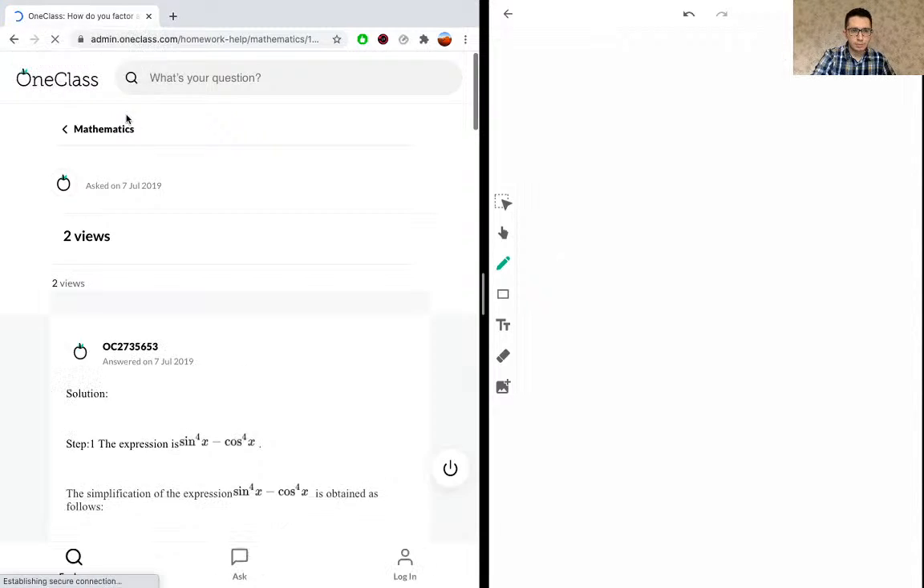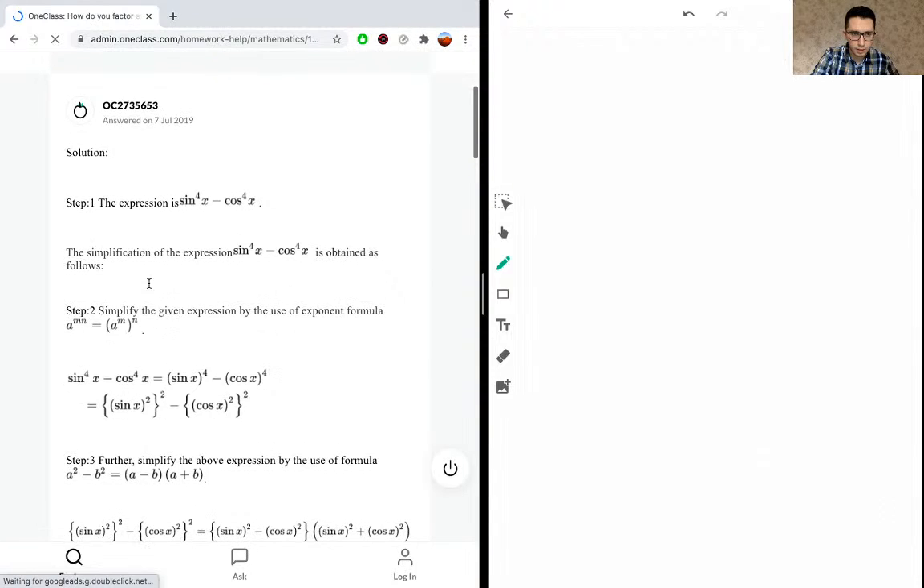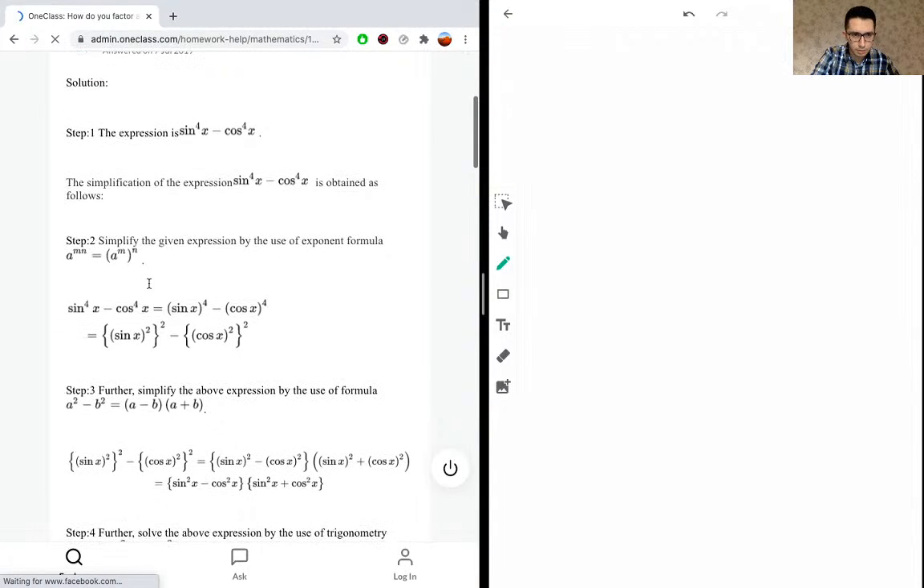How do you factor and simplify? There's no real question here, it's more of a concept. Let's look at the solution.